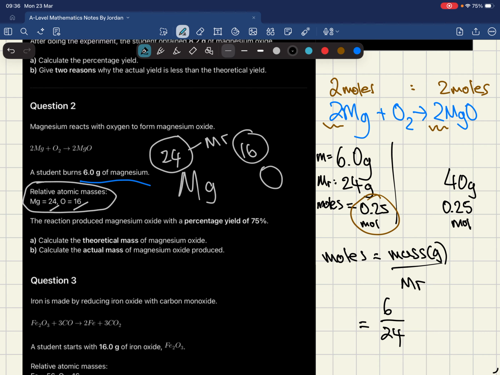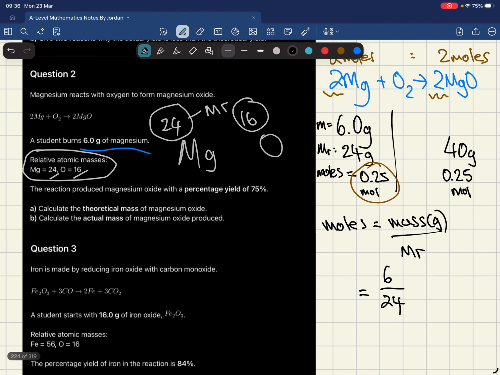So now I've got the MR and the moles. If I want to work out the mass, then since it's at the top of the equation here, I will multiply these two. Multiplying those gives me a quarter of 40, which is 10. So 10 grams of magnesium oxide. Okay.